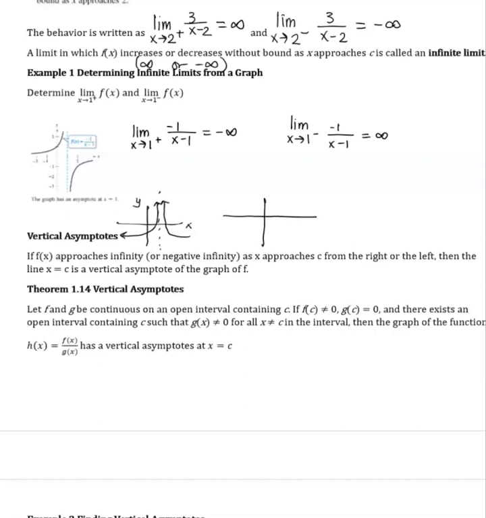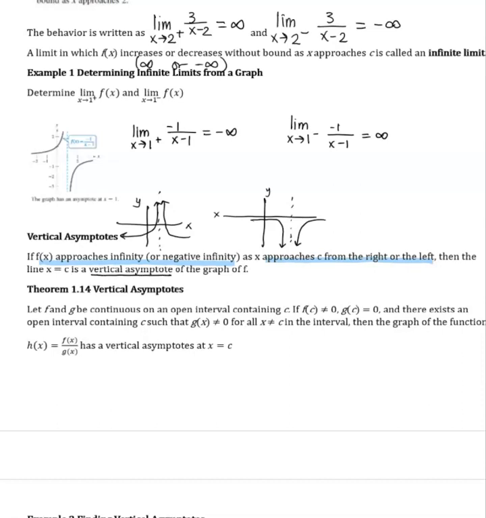You could also have vertical asymptotes where both the limit from the left and the right would be negative infinity. That's also possible. But what's definitely going to happen is as you approach a vertical asymptote from the right or the left, one of those limits is going to be infinity or negative infinity. That is the definition of a vertical asymptote.